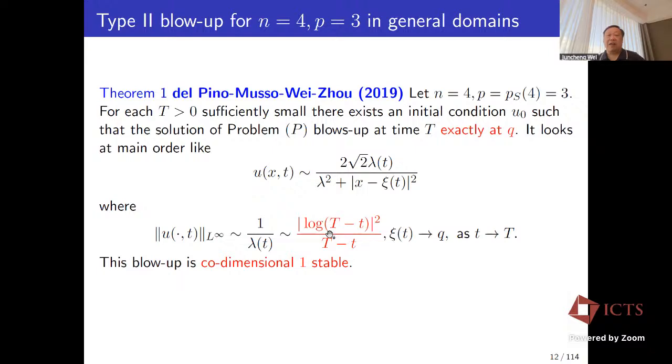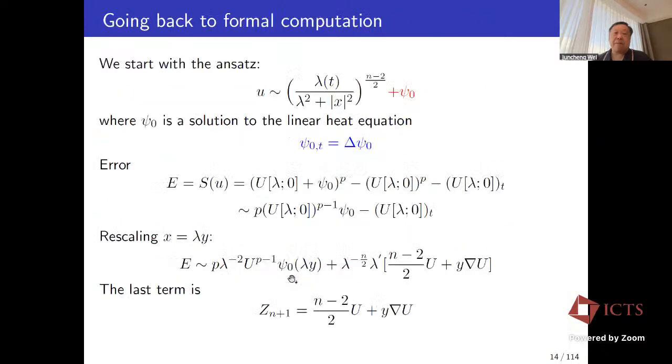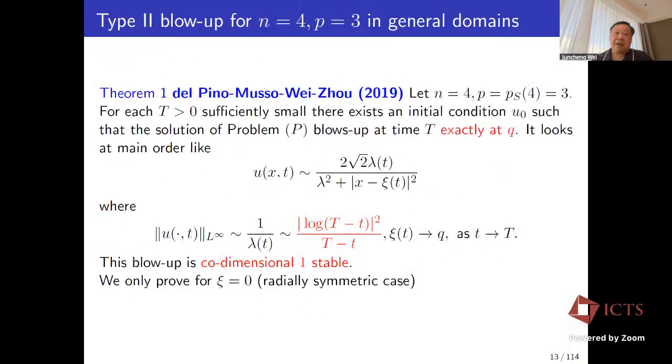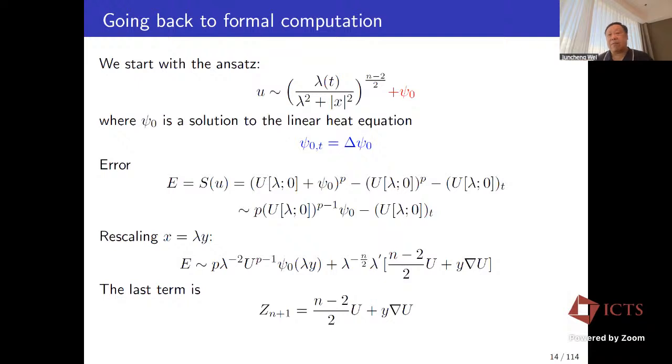And immediately we see a difference between dimension 4 and dimension 5, because here our blow-up rate is a little bit different. It's no longer algebraic, and there's a logarithm correction here. And again, let's assume radial symmetry. Okay, so let's do the proof, and then let's see where the problem is.